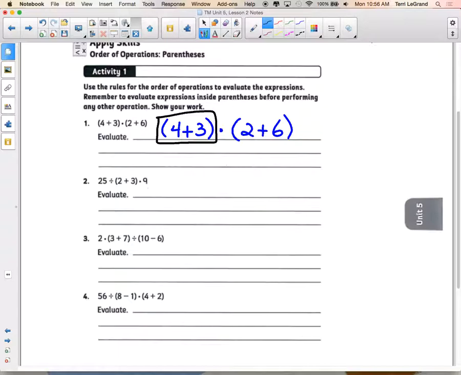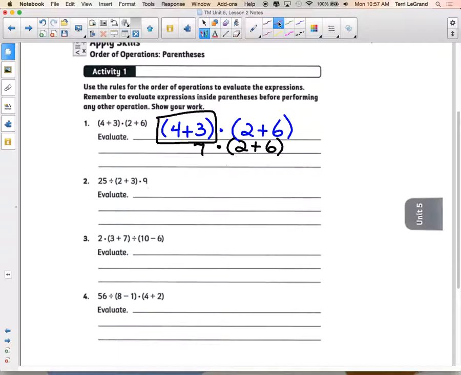What's 4 plus 3, class? 7. So we're going to have 7 times, in parentheses, 2 plus 6. What do you suppose we're going to do next? Let me get somebody to tap back there. 2 plus 6, the other set of parentheses.